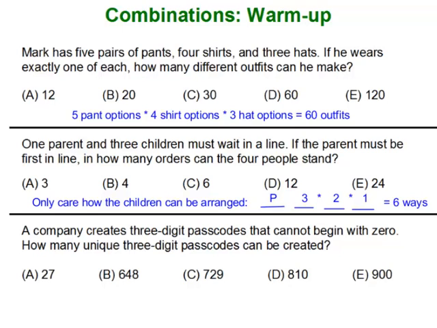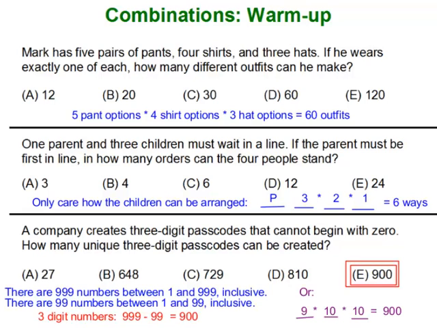All right, here we have a question about passcodes. 3 digits, can't begin with 0. Okay, so you can't have like 027. We are talking true 3-digit numbers. And that's actually the best way to look at this one, I think. 3-digit numbers end at 999.